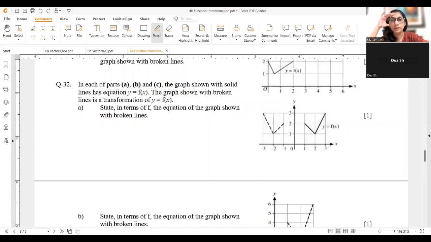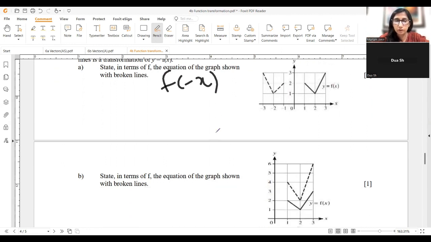In parts A, B and C, the graph shown with solid lines has equation y equals f(x). The graph shown with broken lines is a transformation of f(x). State in terms of f(x) the equation of the graph with the broken lines. It's going to be f(-x), because it's reflecting in the y-axis.